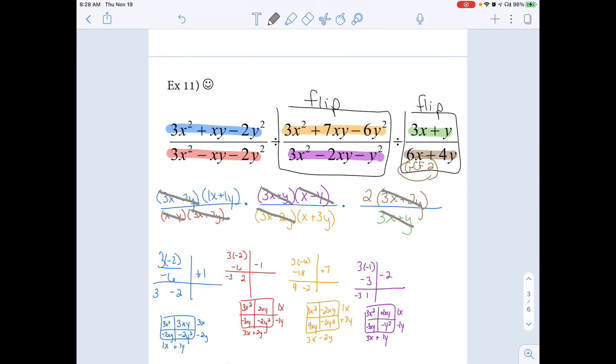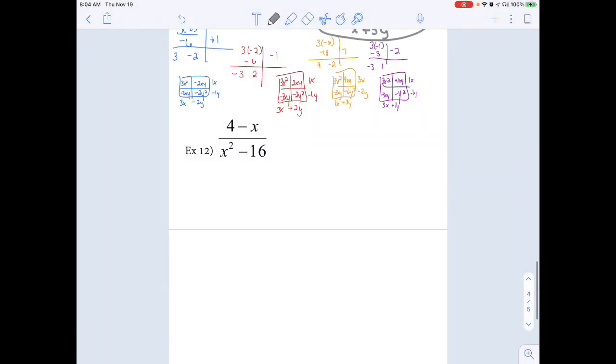So on the top, I have a monomial of 2 and an x plus y left. And on the bottom, I have a binomial of x plus 3y. Please don't try to cancel these x's. That would be canceling bits and pieces of a monomial, which is not allowed. That is your final answer. It was fun.